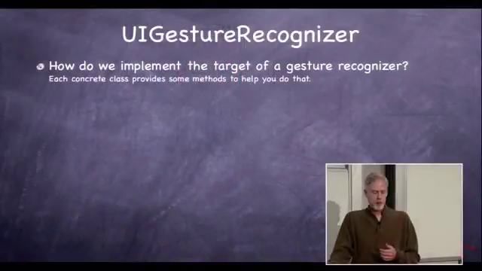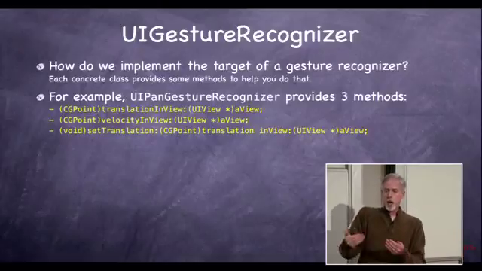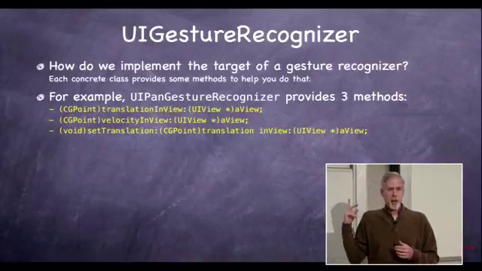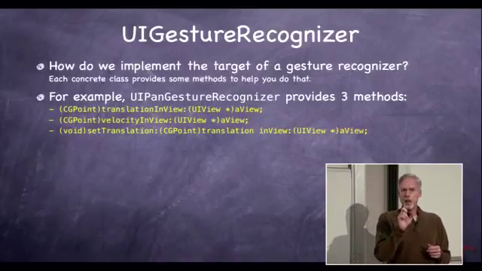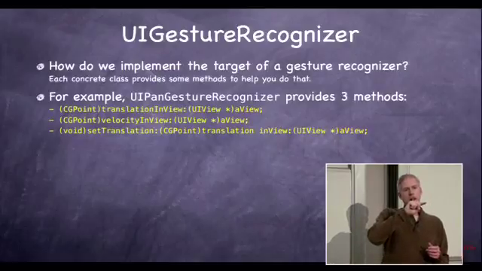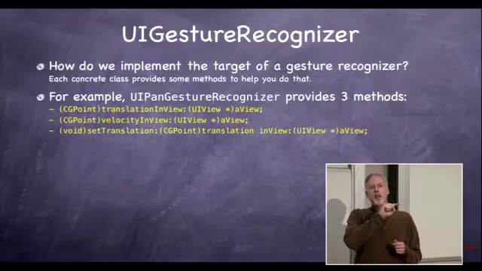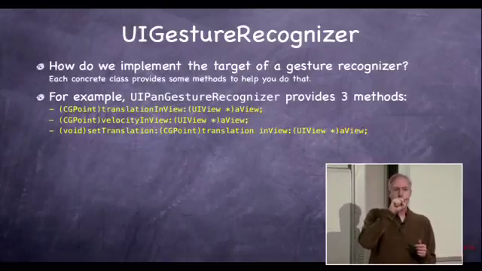Okay. So how do we implement the target of a gesture recognizer? How do we implement that pan colon thing? What does that look like? Well, the concrete classes provide methods. Each concrete class provides its own methods that have to do with what it's doing. So, for example, pan. Pan gesture provides these three methods. The first method is translation in view, which will give you a point that tells you the distance of the pan from the last point that was set in the gesture. It starts out wherever the touch first went down, that's the start. And as it moves, it'll tell you the distance from that point, but it's also possible to reset that start point. And then it'll tell you incremental distance as it moves around.